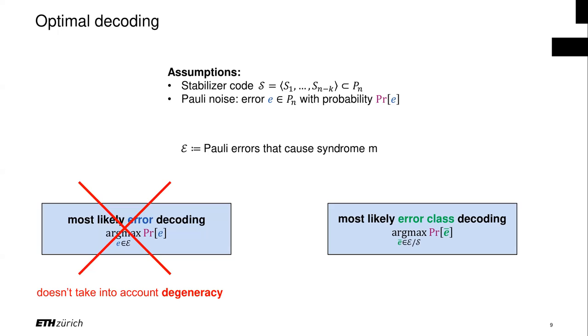So instead of asking about the most likely error, you should instead ask for the most likely error class. An error class is a set of all the errors which only differ by a stabilizer. And obviously the probability of a certain error class occurring is given by the sum over all the probabilities of all the errors that lie in that error class.